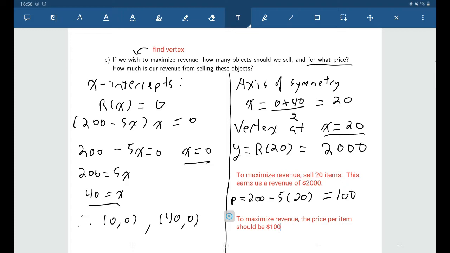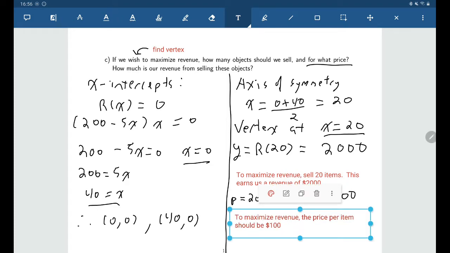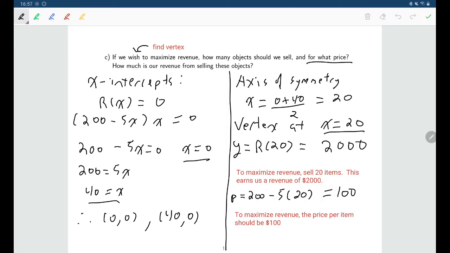So that means if we want to maximize our revenue, we just need to set our price at $100 per item. That means we will sell 20 items, and that means we will earn a maximum revenue of $2,000.